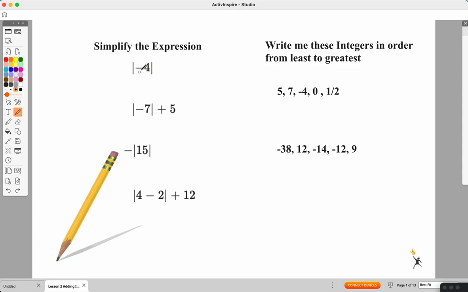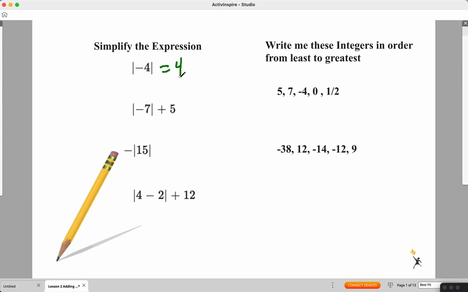All right, so the absolute value of -4 is simply 4. Here, since the absolute value is only around the 7, it's going to be 7 plus 5 for a total of 12. This one, the negative is on the outside of the absolute value, so it's -15. And here, we're going to solve this part first, like a set of grouping symbols. 4 minus 2 is 2, plus 12 is 14.